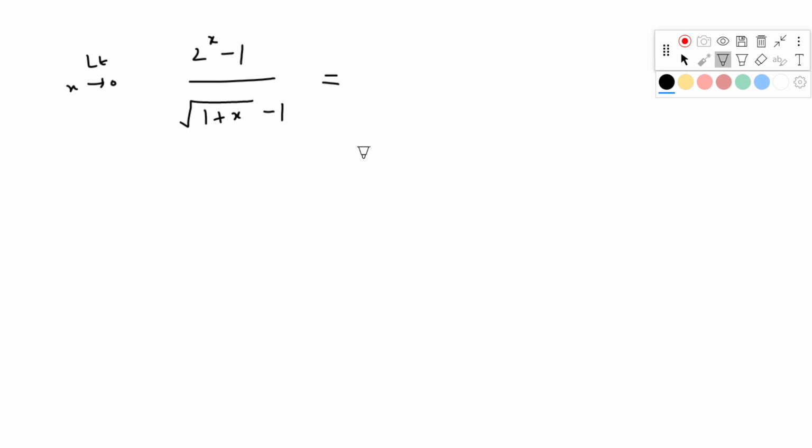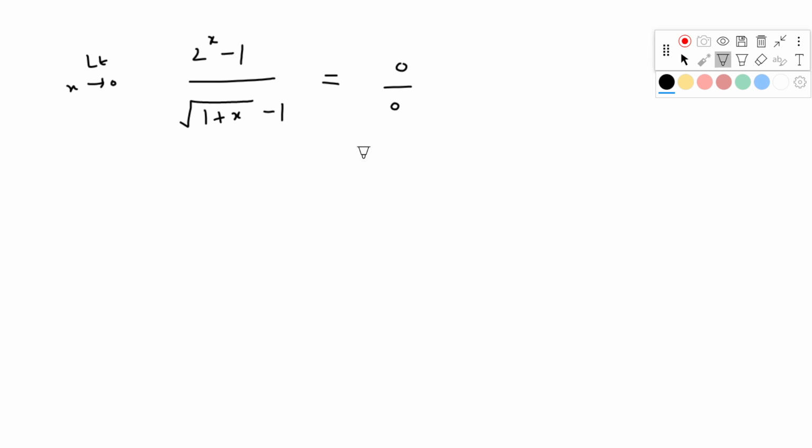First of all, how to do this question? Simple. Here limit x tends to 0. So put 0 here: 2 power 0 minus 1 by root over 1 plus 0. If you put 0 here, this whole term, this one and this one, is 0 by 0, right? If you put x value 0, then you will get 0 by 0. So whenever you have this term, and especially a root, what you have to do? You have to rationalize the equation.